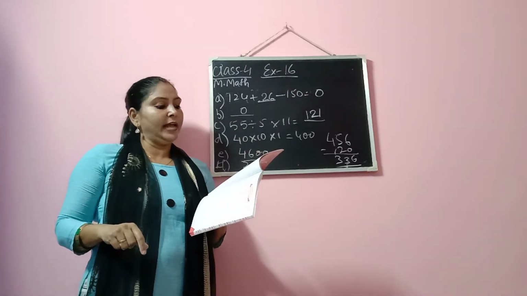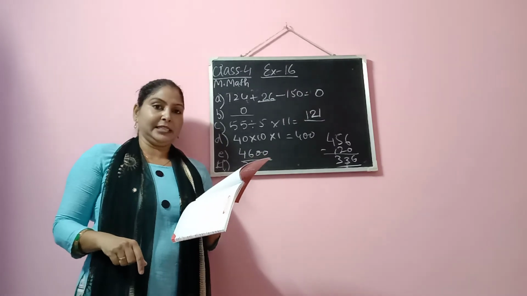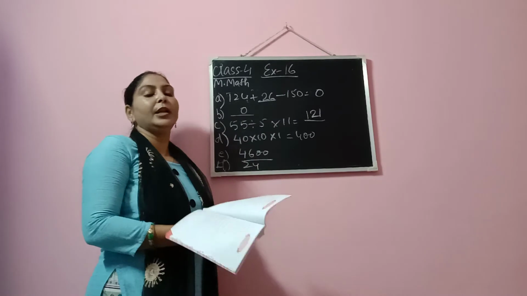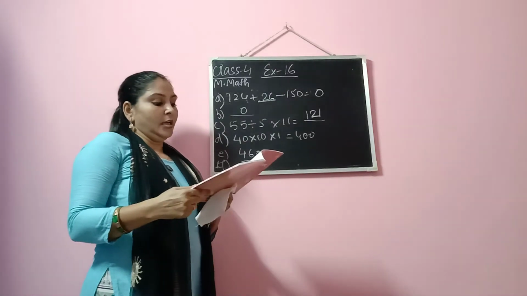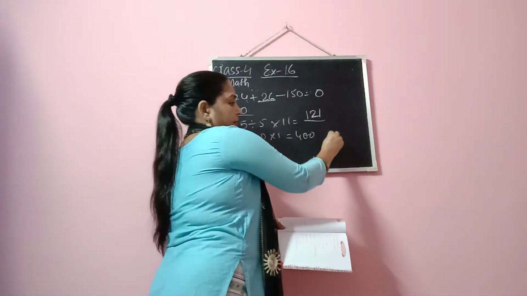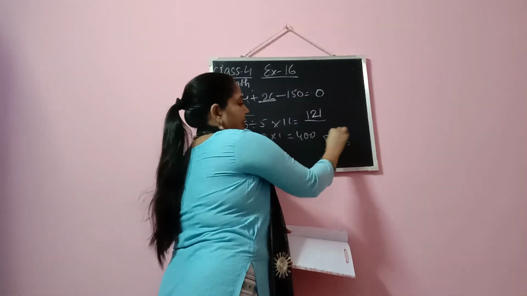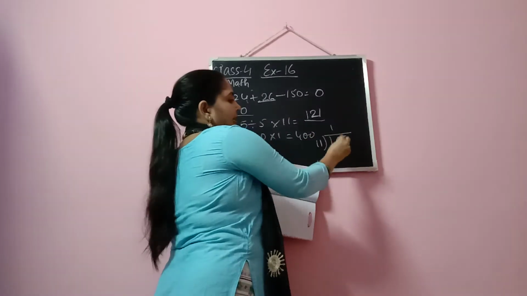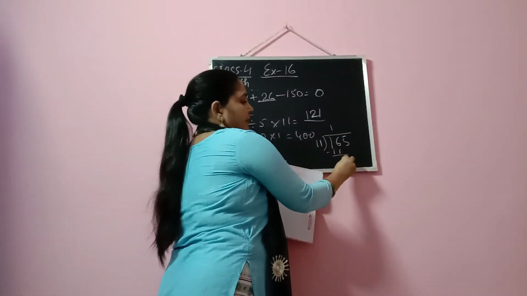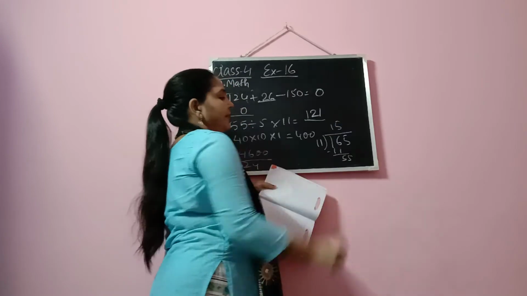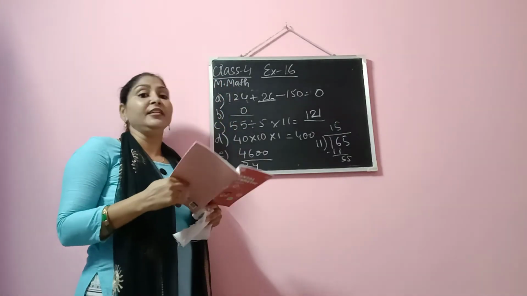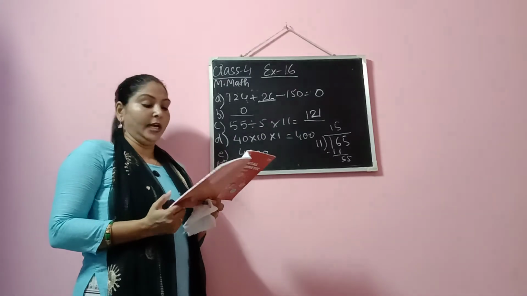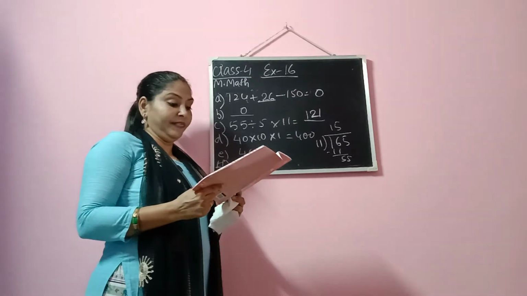How many sets of 11 are there in 165? Now again here what do we have to do? You will have to divide 165 by 11, because you have to find out the number of sets. So 11 ones are 11, 55 comes, and then so there will be 15 sets of 11 in 165. Okay, so your answer will be 15.